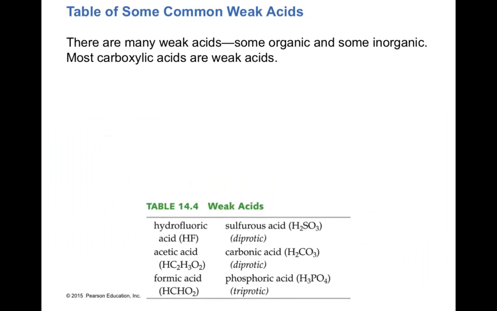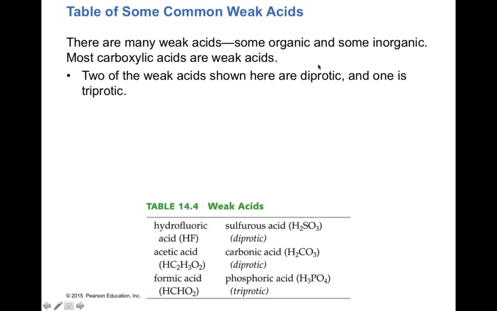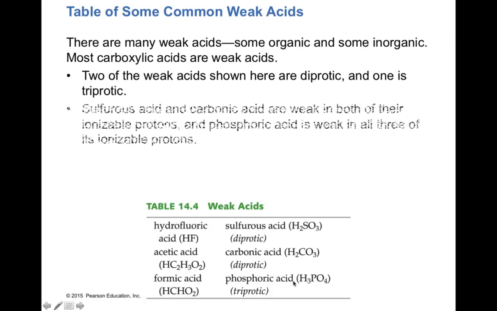There are many weak acids, some organic and some inorganic. Most carboxylic acids are weak acids. Remember that organic are molecules that have carbon, okay? Inorganic, all the other molecules that don't have a carbon. Two of the weak acids shown here are diprotic and one is triprotic. So we can see here sulfurous acid H2SO3 and carbonic acid H2CO3. Both of these are diprotic. But phosphoric acid H3PO4, this one is triprotic.